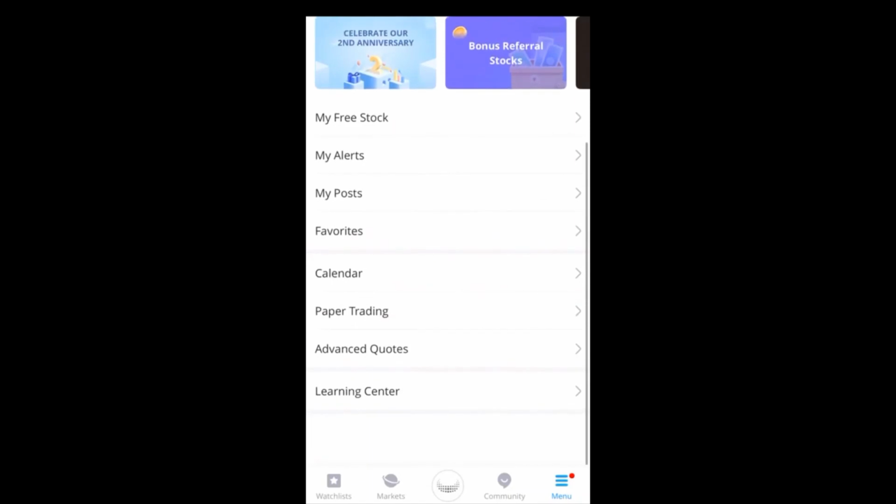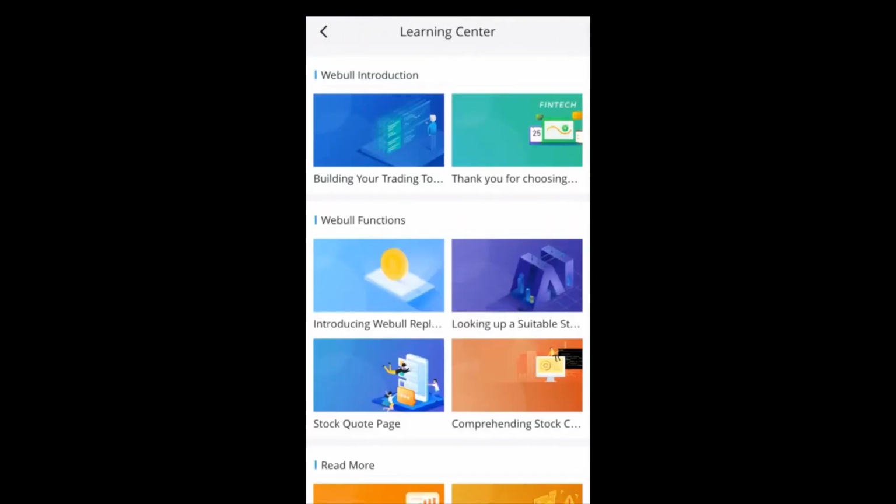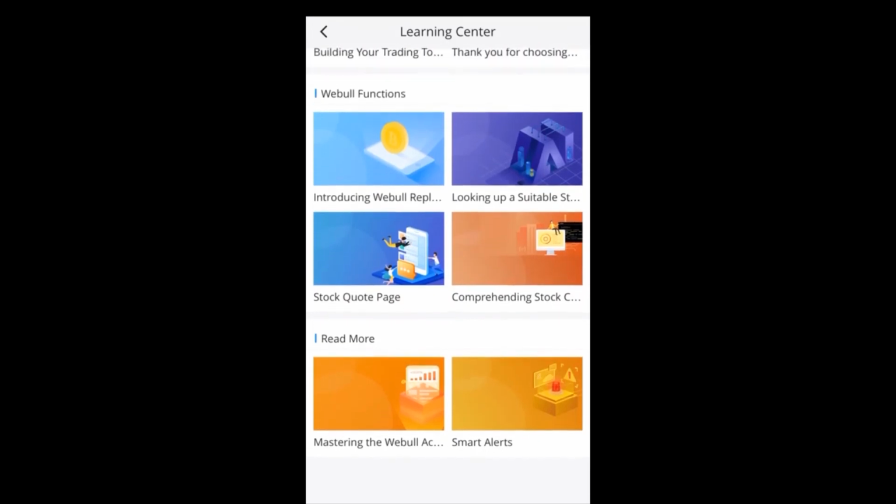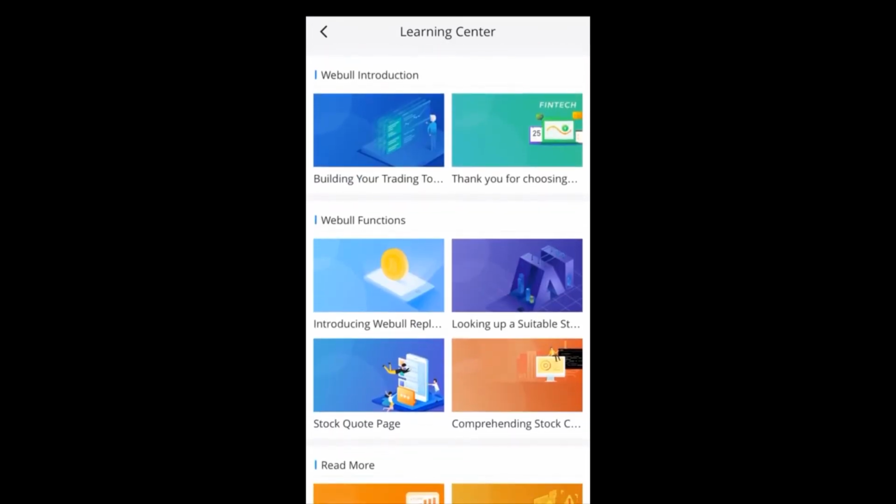And so you can also go to the Learning Center if you want to learn more about Webull, about any specific Webull functions, or just trading in general. They do have tutorials and informational pieces that you can read through so that you can learn more about trading and investing. So that's a good feature as well.